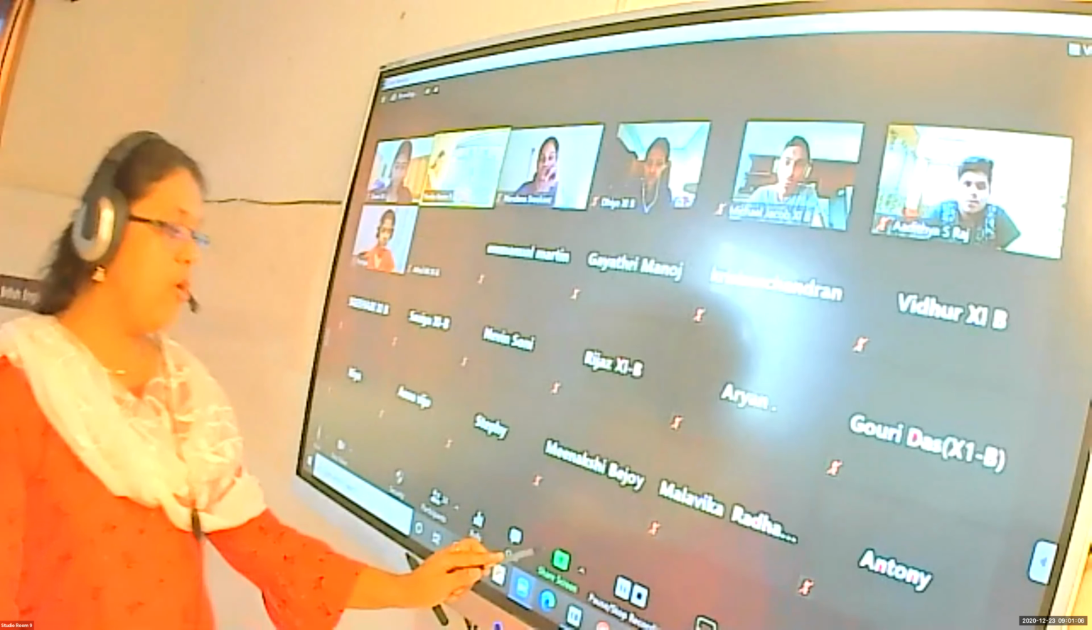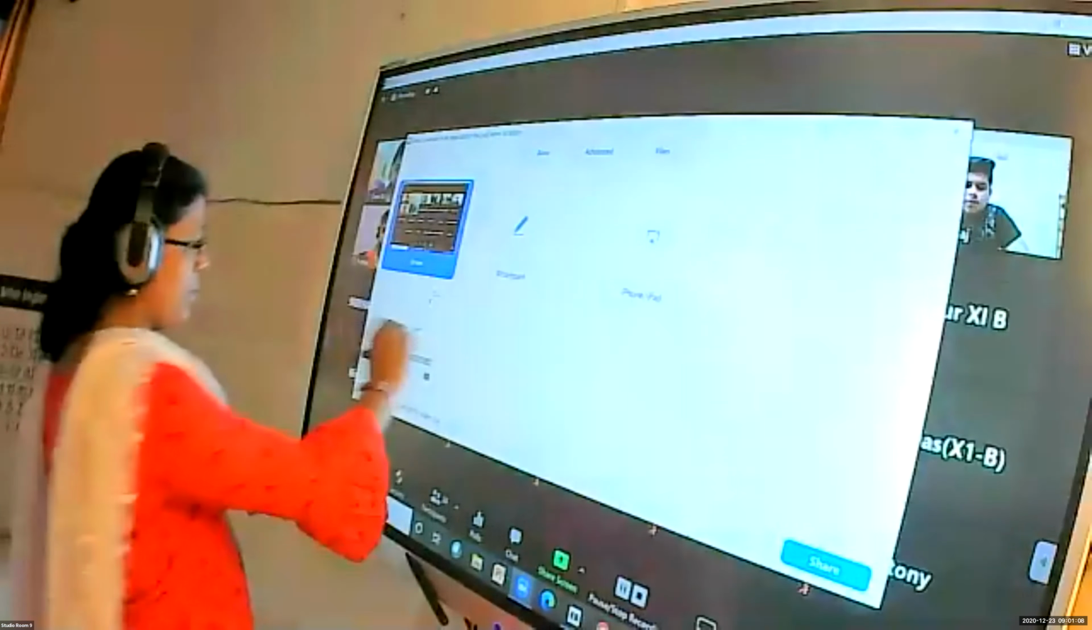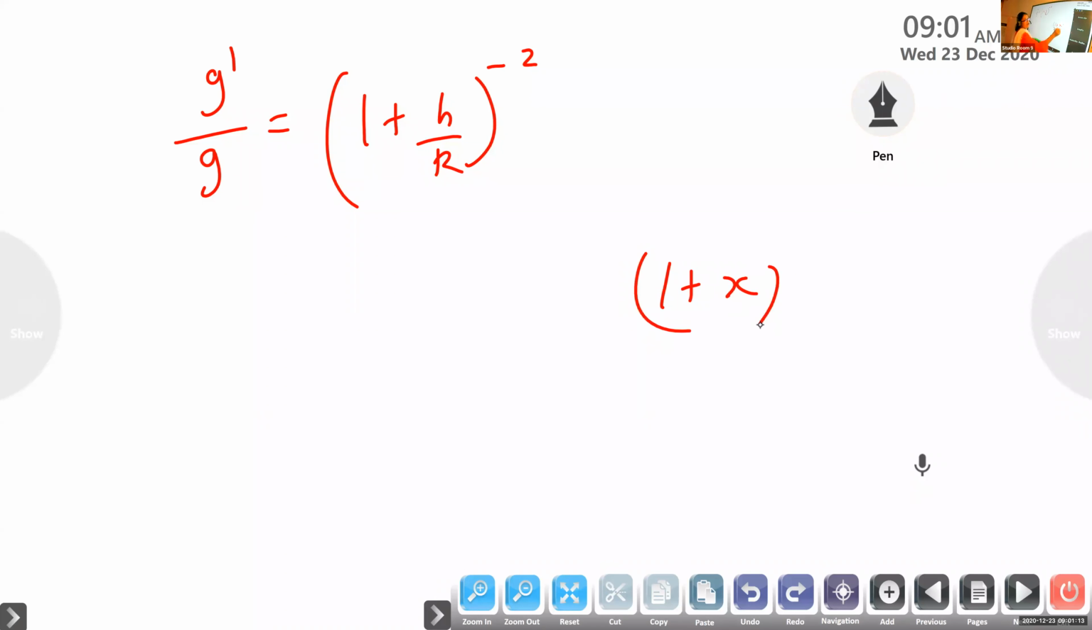Binomial expansion means you have this kind of thing. Already everyone knows how to do square, you know how to do cube, you know how to do 5, 6. So suppose instead of 2, if we have some other terms, maybe 26, it's very difficult for us to find out, correct? 1 plus x raised to 20. So this is for that. In maths, we are learning binomial expansion.